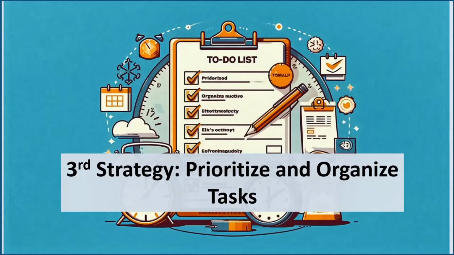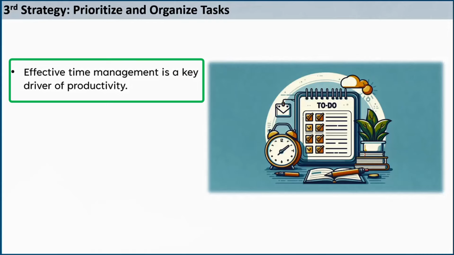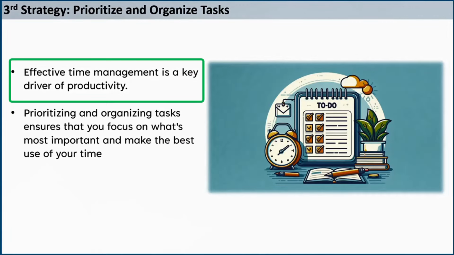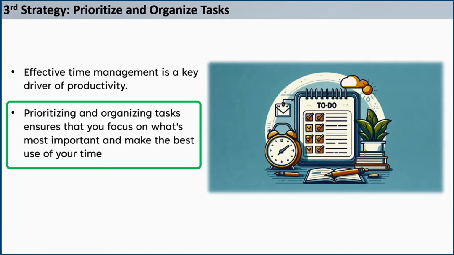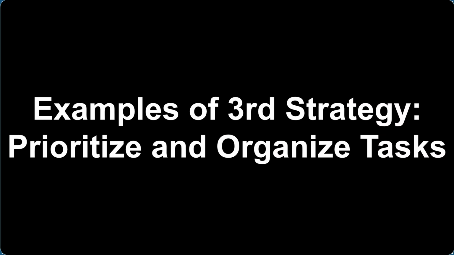The third strategy is to prioritize and organize tasks. Effective time management is a key driver of productivity. Prioritizing and organizing tasks ensure that you focus on what's most important and make the best use of your time. Let me give you some examples related to this third strategy.